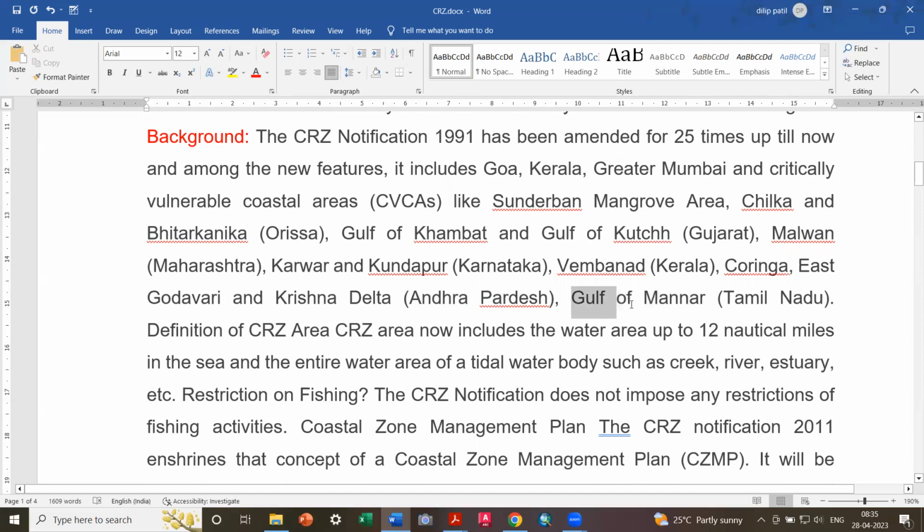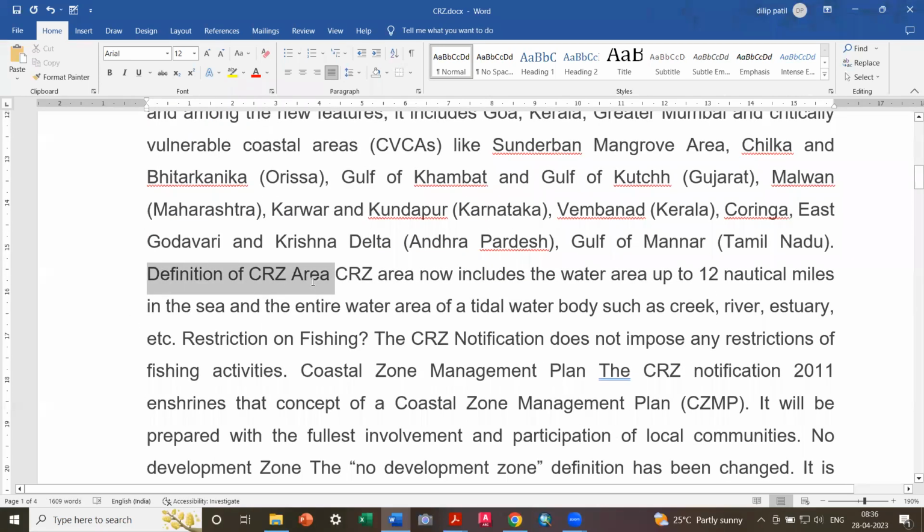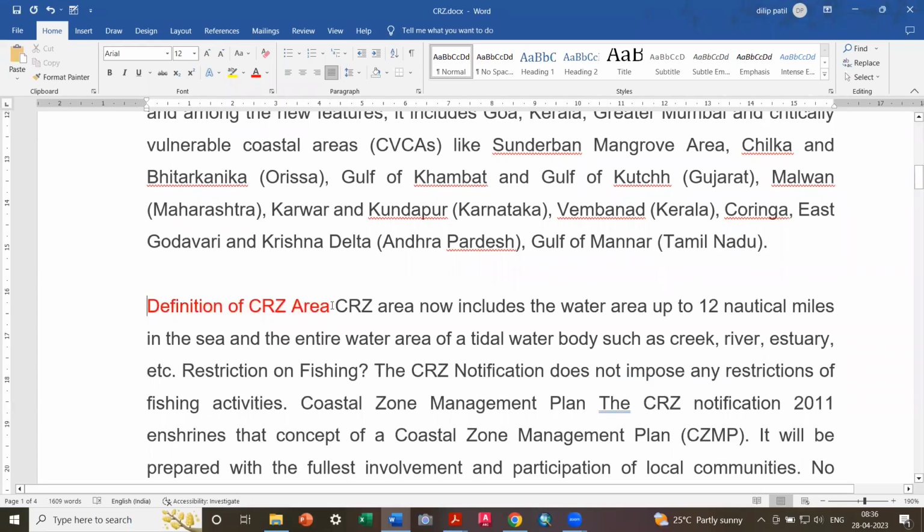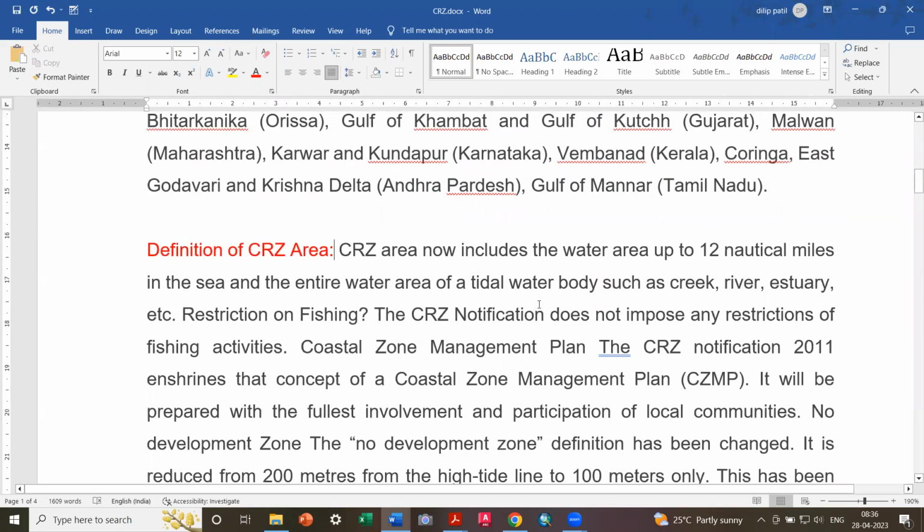You should know the topographical features of the earth in the coastal area: gulf, what is a bay, Tamil Nadu. Then the definition of CRZ area. Here you can see the background for our study. CRZ area now includes the water area up to 12 nautical miles in the sea and the entire water area of tidal water bodies such as creek, river, estuary, etc. These are some terms from the coastal area.